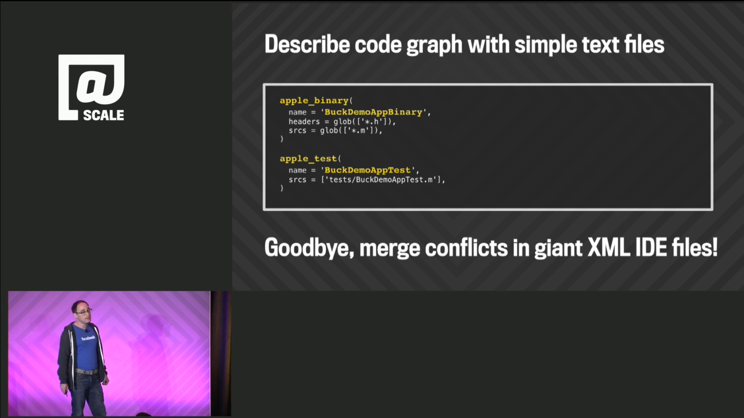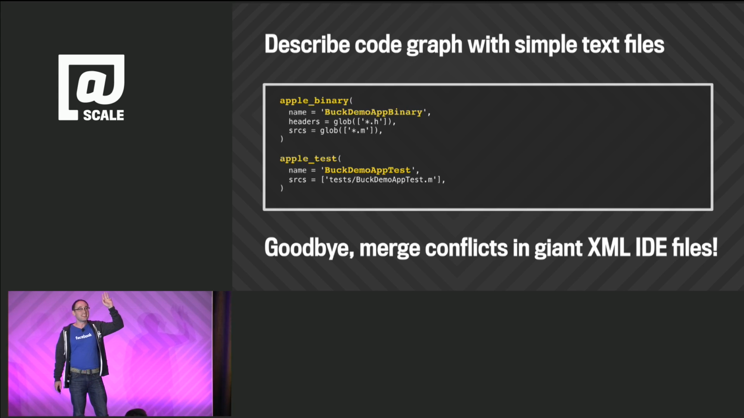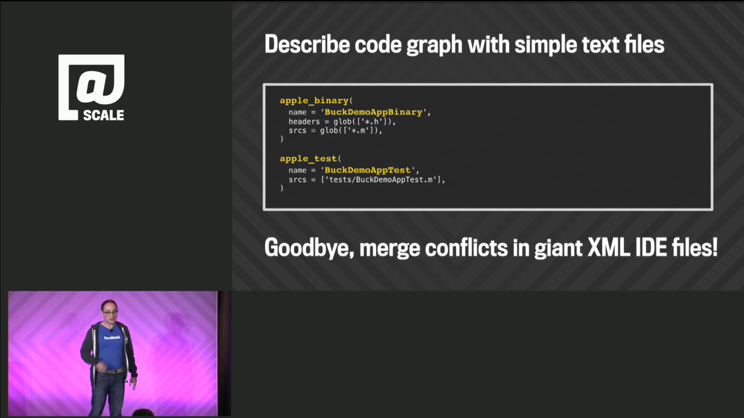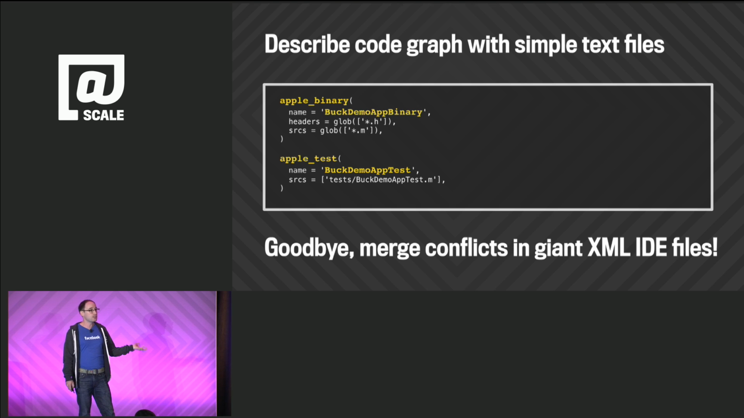The other beautiful thing about this is when you're generating those IDE projects, like who here has had to deal with a merge conflict in an Xcode or IntelliJ project file? Yeah, not the most fun thing in the world. So one of the beauties of Buck is by putting the knowledge of the code graph into this tooling, it generates all of those for you.